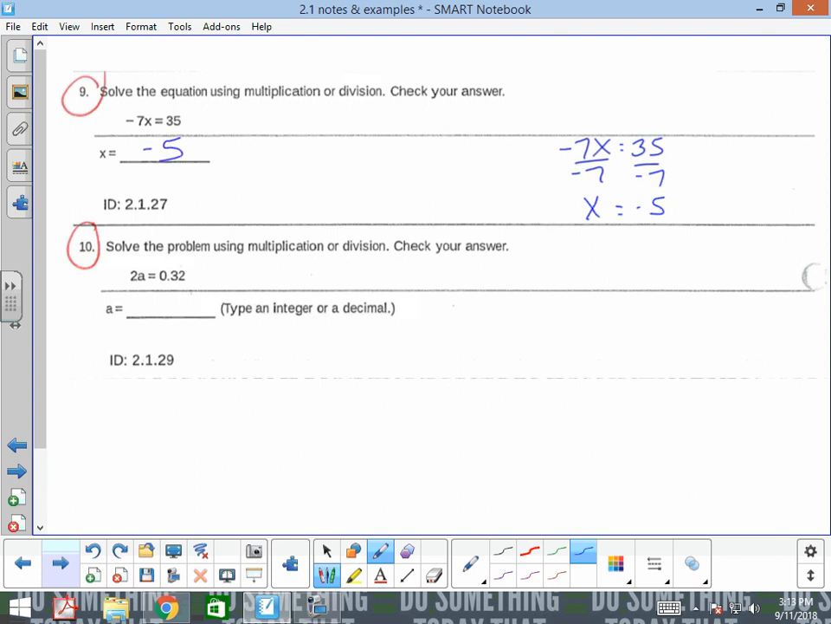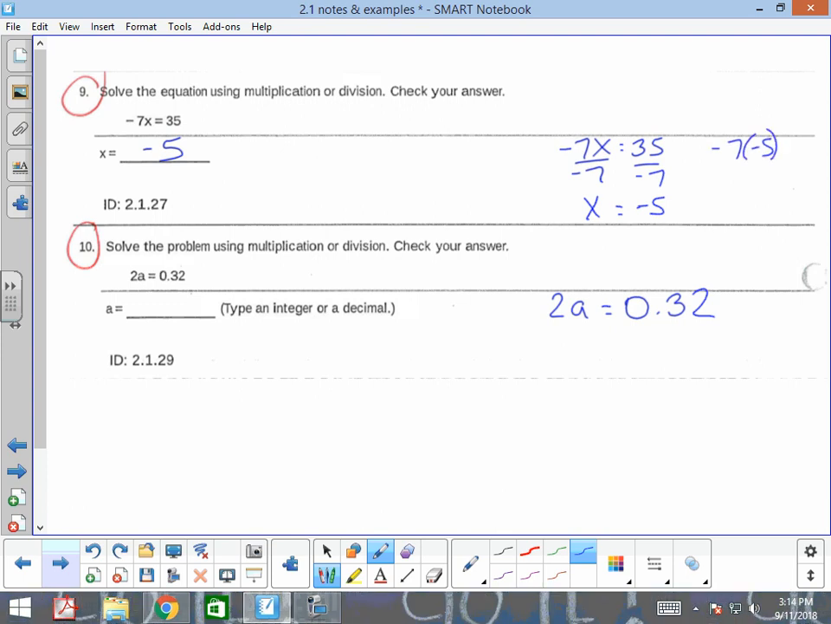Solve the problem using multiplication or division. Check your answer. Now, if it says check your answer, which I think a lot of these have, I'm not going to require that you show that you check your answer. I'm just going to suggest it. Okay? So in order to check, we take what we get for x and we plug it back in for x to see if we get a balanced equation. Okay? But again, you do not have to show this. You can do it mentally, but you don't have to show it.